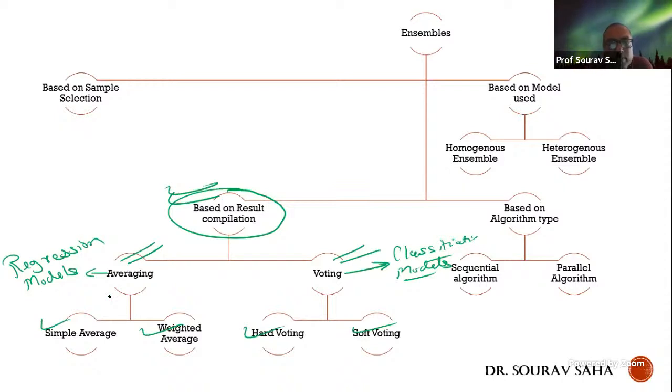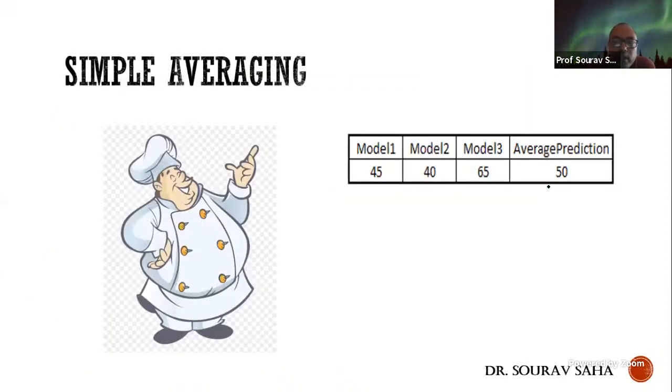Simple average is pretty simple. Here you have three models, M1, M2, and M3, and let's say these are scores. Let's say this particular chef is trying to get a rating for his food from three different people: model one, model two, model three, and these are the three ratings they have given. He finds the average of these three ratings, which came out to 50. That's the simple average. There is no problem with this one.